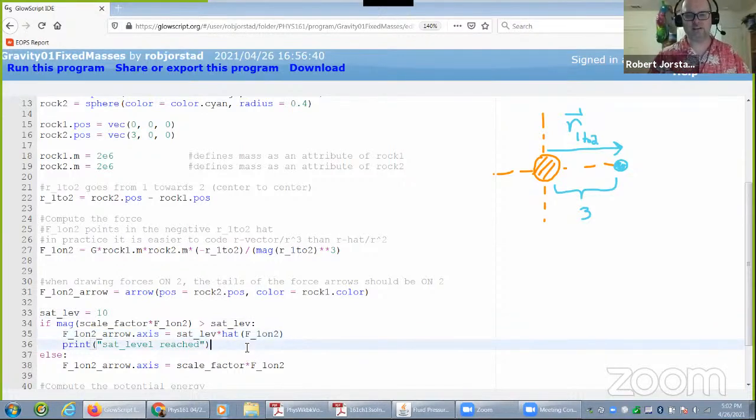Why do we need this code? Why are these forces going to blow up and get huge sometimes? Mathematically speaking, why do the forces sometimes get large in this equation right here?